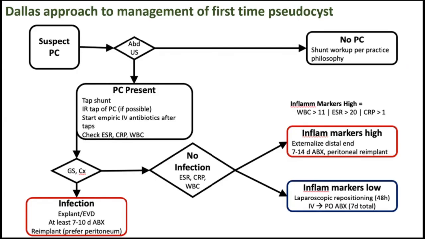This is the approach that we have, just summing all of that up: if you suspect a pseudocyst, check an abdominal ultrasound, and if the cyst is present on the ultrasound, then tap the shunt. Also ask IR to tap the pseudocyst if it's possible. If there are any signs of infection, explant the shunt. But if there's not, then check inflammatory markers. And if they're low, consider laparoscopic repositioning at about 48 hours and 7 days of IV empiric antibiotics. So that's a summary of what we have.